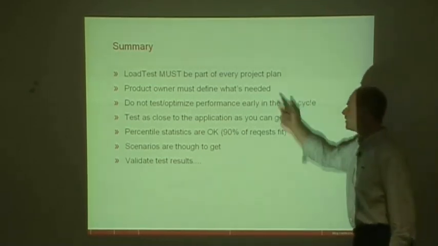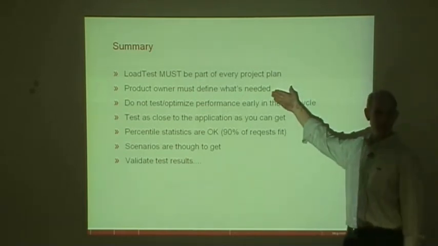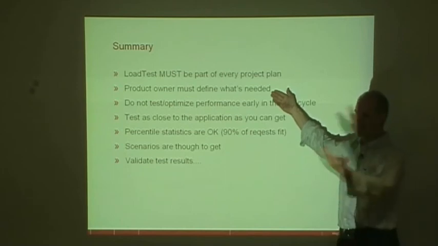The product owner must define what's needed. If the product owner comes and says we need 5,000 users and so many requests, okay, this is the price for it. But most of the time the product owner never says what he expects, and then it's always too slow and not scalable enough.